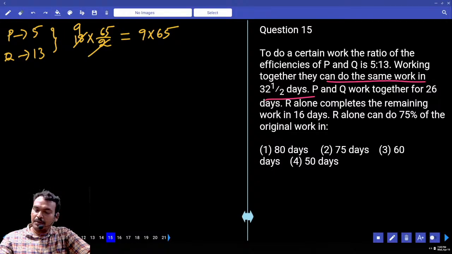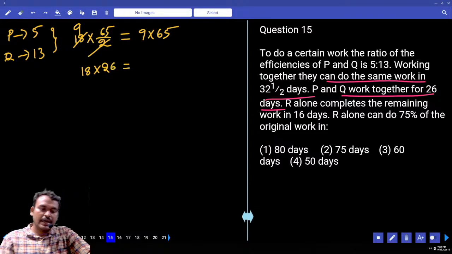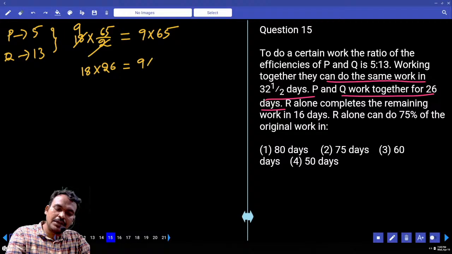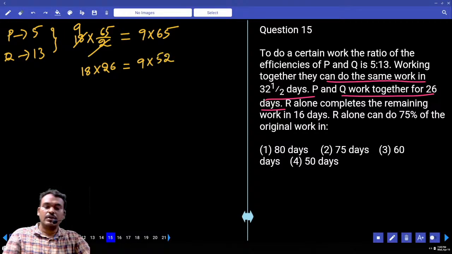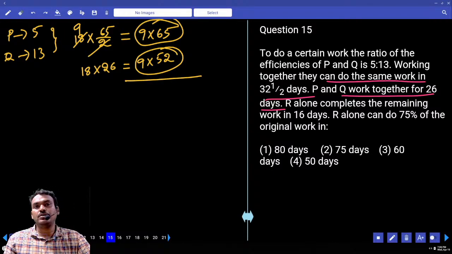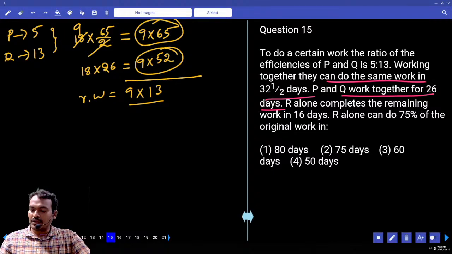Total work. And here P and Q work together for how many days? 26 days. What is the 1 day work of P and Q? 18 parts. They work for how many days? 26 days. 18 we write as 9 into 2, so 9 into 52. What is the actual total work? 9 into 65. In the first 26 days which ones are working? P and Q. How much work is completed? 9 into 52. What is the remaining work? 9 into 30. That is remaining work or total work? Remaining work. That remaining work is completed by R alone in how many days? 16 days.